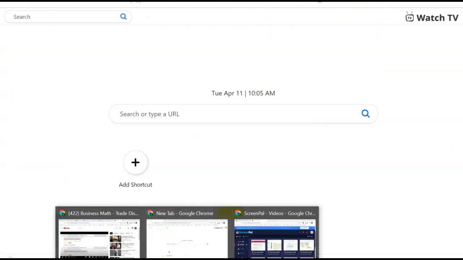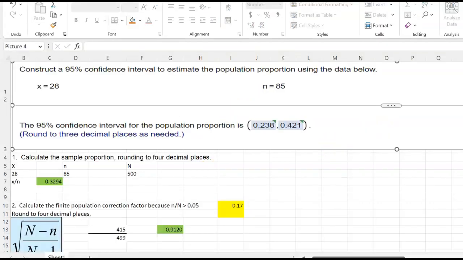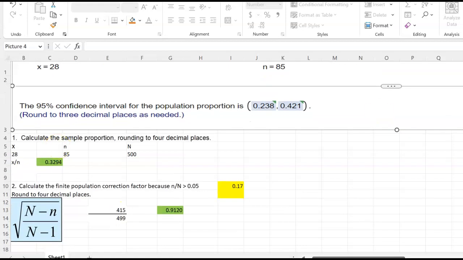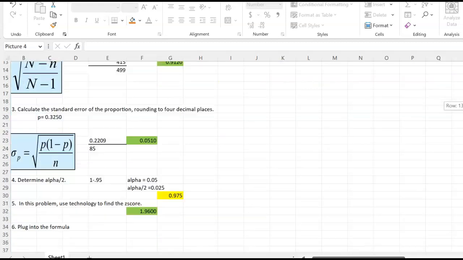Now I believe the one you were working, you should be able to plug in x, n, and N, and it should work. It should work the whole problem.